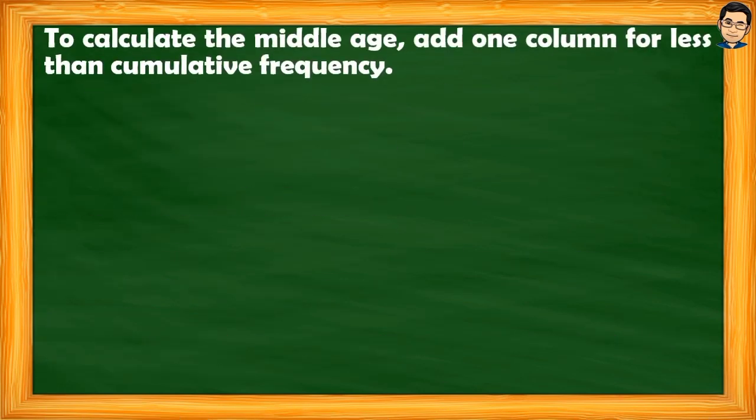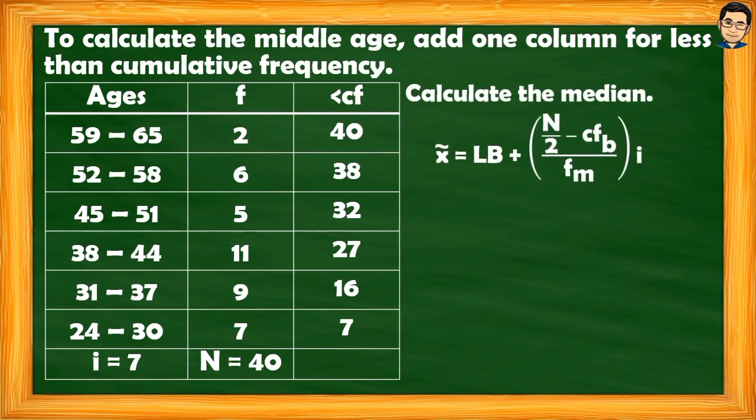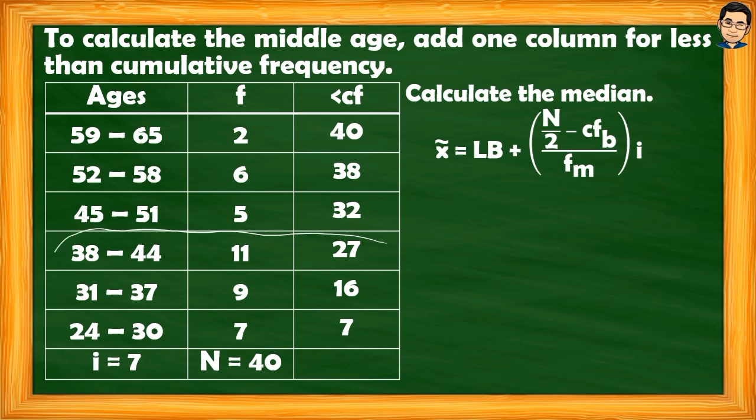Next, to calculate the middle age, add one column for less than cumulative frequency. So, na-add na natin kanina. So, ito po yan. Now, since meron na tayong column for less than cumulative frequency, we are now ready to calculate the median. Okay. So, yun po yung formula natin. Bilugan lang natin ulit itong 38 to 44. Ito po ang nagsisilbing median class. Tandaan nyo po yan. So, next.